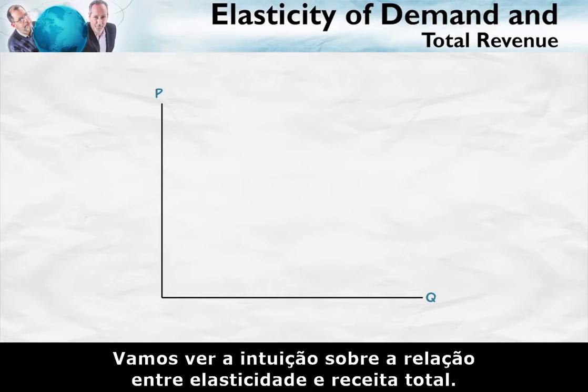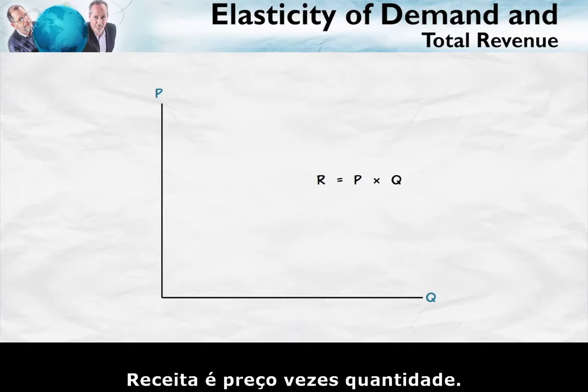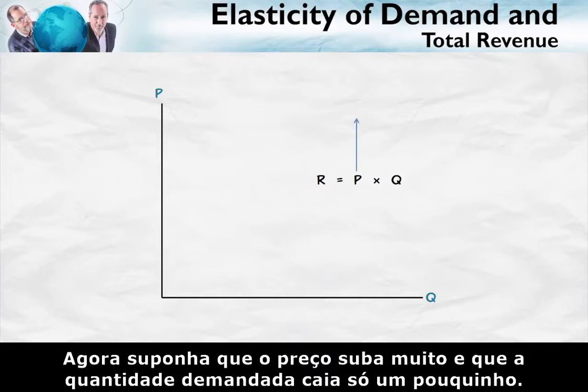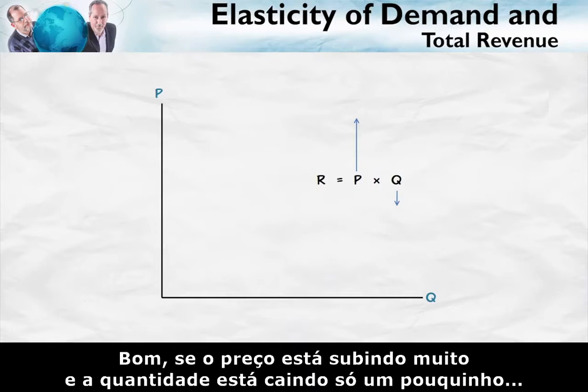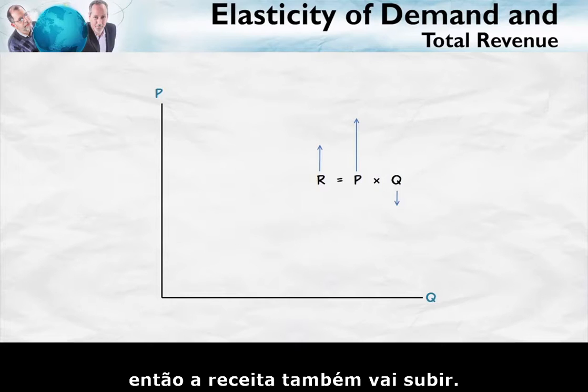Let's give some intuition for the relationship between the elasticity and total revenue. So revenue is price times quantity. Now suppose that price goes up by a lot and that quantity demanded goes down just by a little bit. What then is going to be the response of revenue? Well, if price is going up by a lot and quantity is going down just by a little bit, then revenue is also going to be going up.